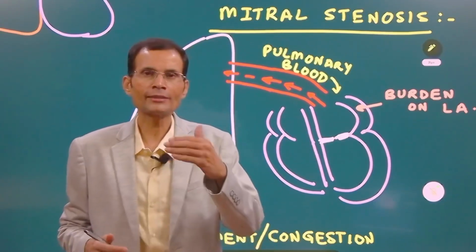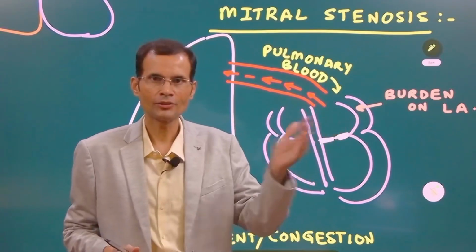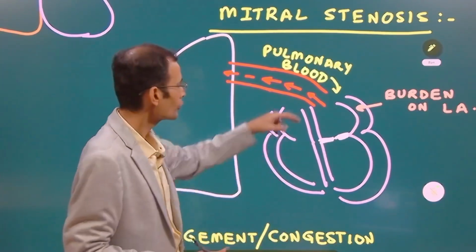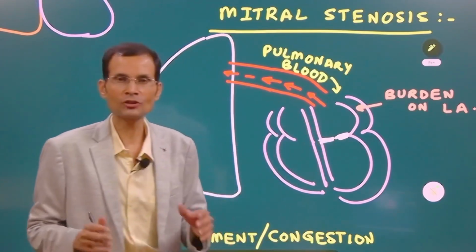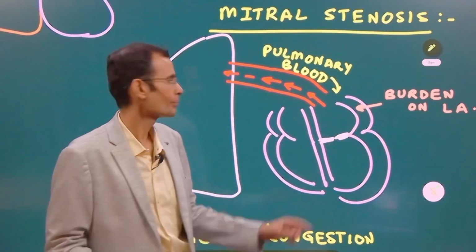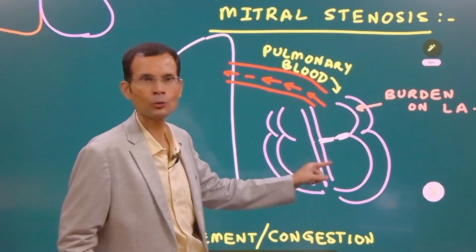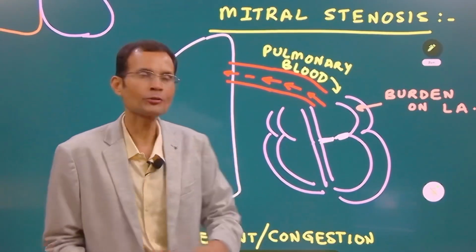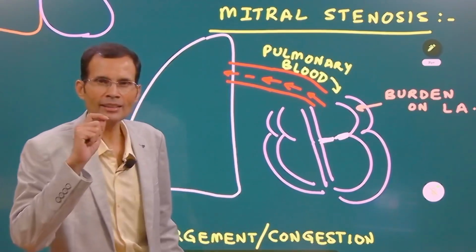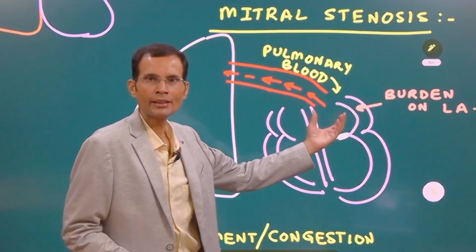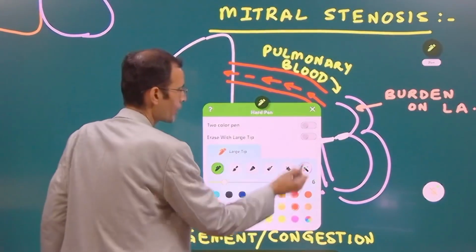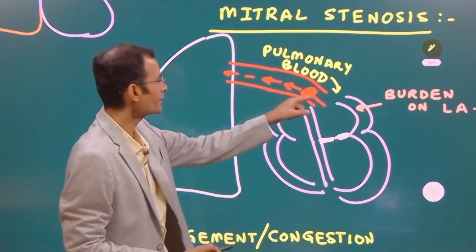And because of the stenosed valve, the chamber behind the stenosed valve has to perform extra work, or it has to contract more strongly to send the blood through the stenosed valve. In the case of mitral stenosis, it is the left atrium. The burden on the left atrium will increase because the valve is stenosed. So there is left atrial hypertrophy, burden on the left atrium. It cannot send the blood normally through the stenosed valve, and as it starts contracting stronger and stronger, still some amount of blood stays back in the pulmonary vessels.